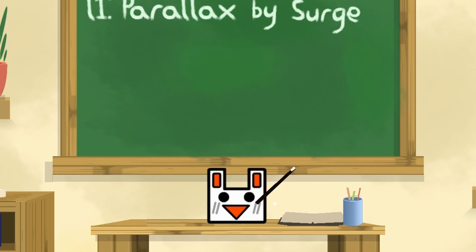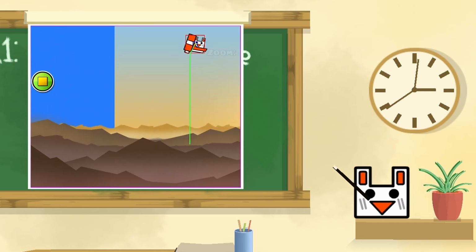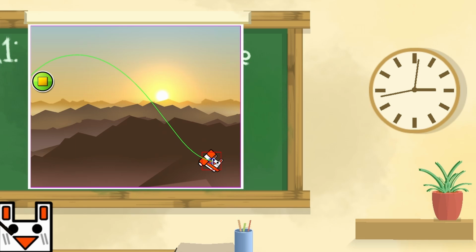If you want to take your parallax to the next level, then stick to the end of the video and find out how the best creators in Geometry Dash make parallax. Parallax isn't just about movement, it's about colors. Let's say you're making a sunrise mountain background scene like this one on the screen.